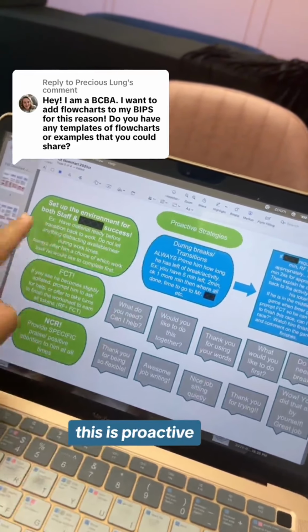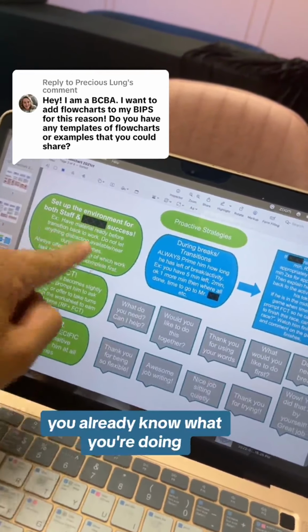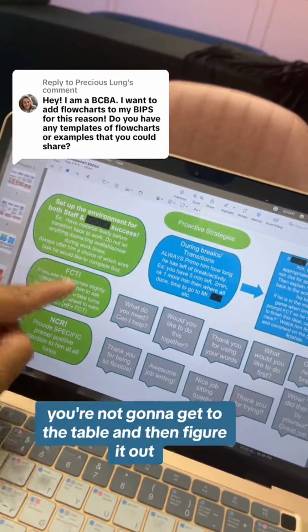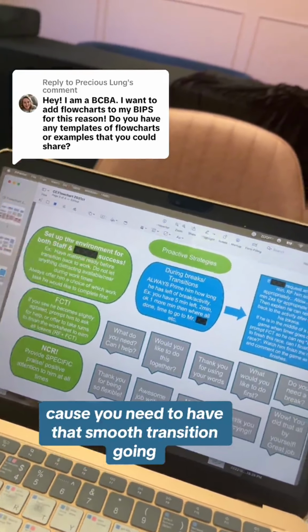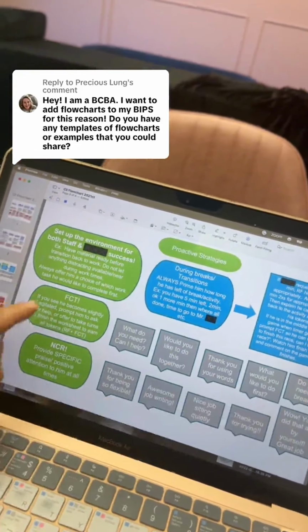This is proactive. Before you get to work, make sure you already know what you're doing when you get to the table. You're not going to get to the table and then figure it out. You're going to know what's coming next because you need to have that smooth transition going.